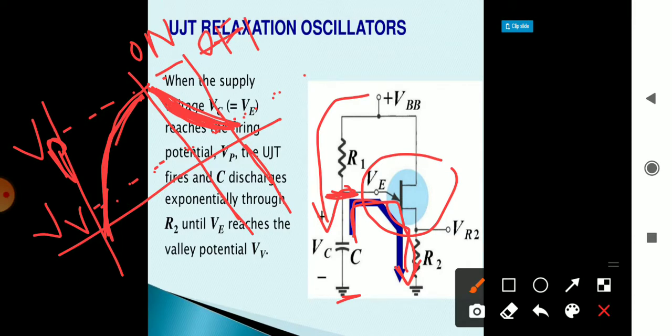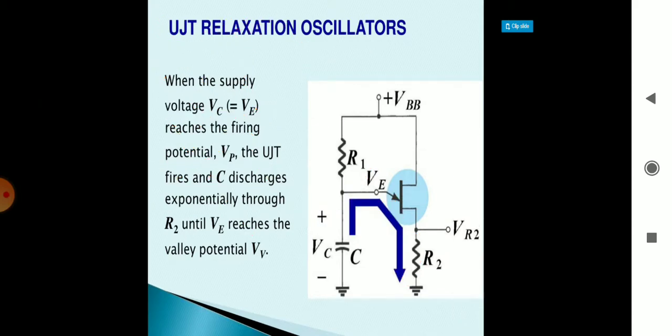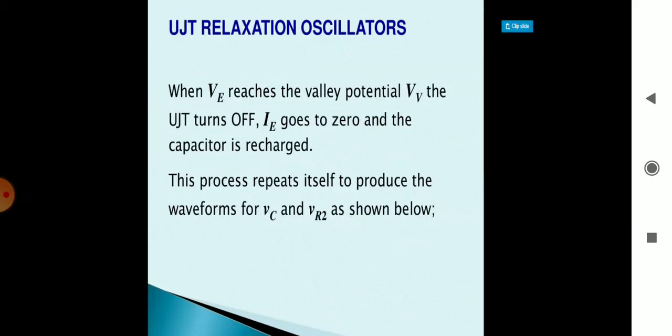Again when it is off, the same cycle will continue. Again it will start to charge and discharge. During discharging time, the UJT will turn on. The waveform you can see here. When VE reaches the valley point VV, the UJT will turn off. IE goes to 0 and the capacitor is discharged. This process repeats itself to produce the waveform of VC and VR2.